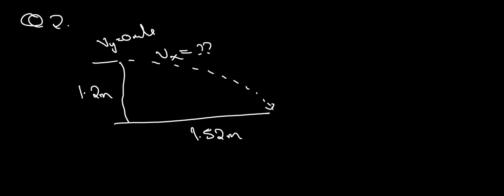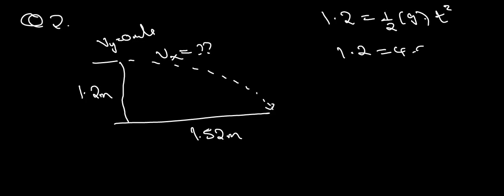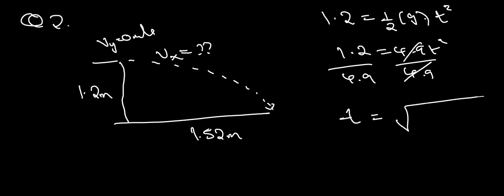So what equation can we use here? We have the height, 1.2, and we know the velocity in the y-axis is 0, so we'll just have half g t squared. This is going to be 4.9 t squared. Then dividing by 4.9, your t is just the square root of 1.2 over 4.9.